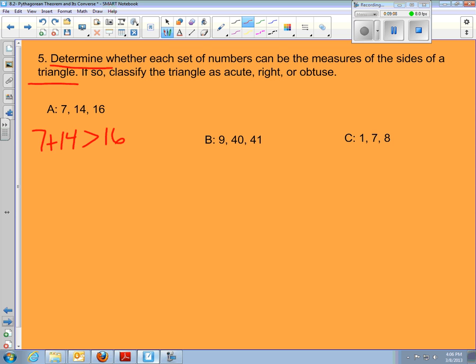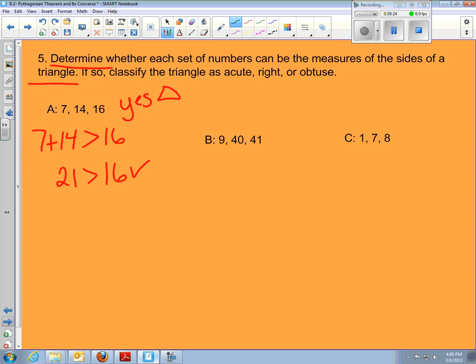So if we look here, 7 and 14 were my smallest ones. So we add them together and we get 21. Is 21 greater than 16? Why, yes, it is. So yes, we know it's a triangle. We need to decide what type of triangle now.